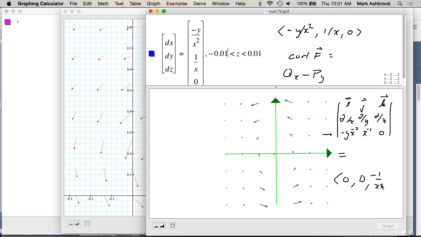is negative 1 over x squared. Partial of negative y over x squared with respect to y is the same thing, but subtract. So minus negative 1 over x squared. Curl is 0. Conclusion? Curl is 0. Conclusion about the vector field?